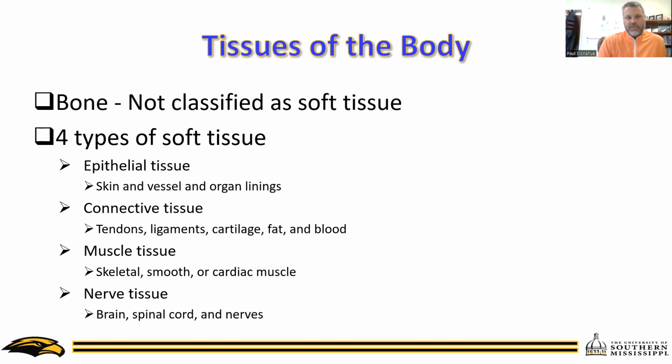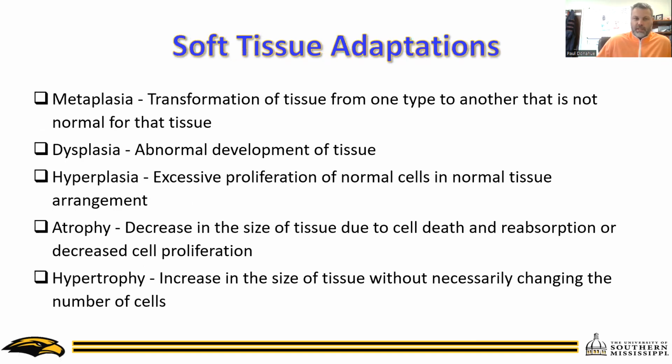Bone's not classified as a soft tissue. We can have 4 different classifications of soft tissue. So we can have nerve, muscle, connective type tissues, and then we can get into some of the tissues that are going to be responsible for like blood vessels, what lines our stomach, those sorts of tissues. And those act a little differently than the ones that we typically think about when we talk about injuries with connective and muscle, and some with the nerve, right? But bone is not classified as a soft tissue, right? It's hard, so it's not soft.